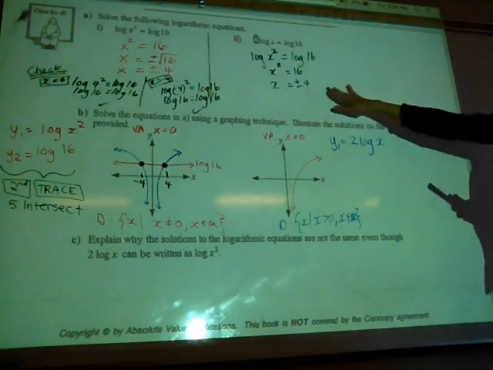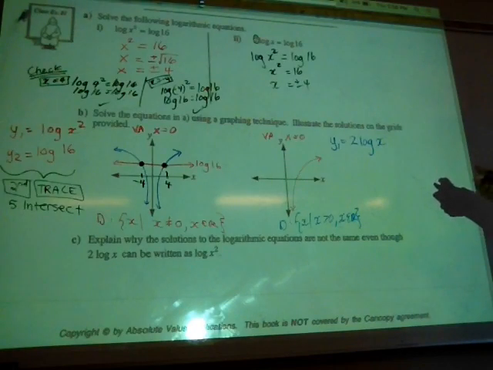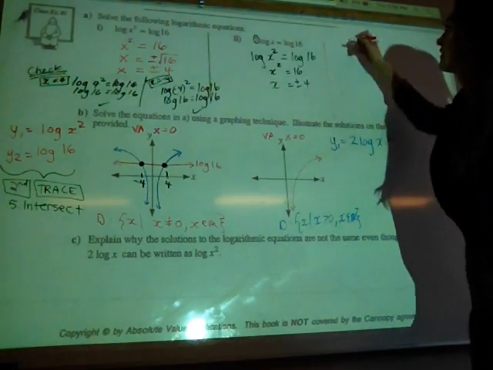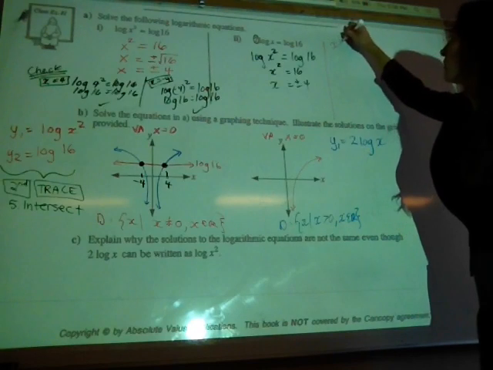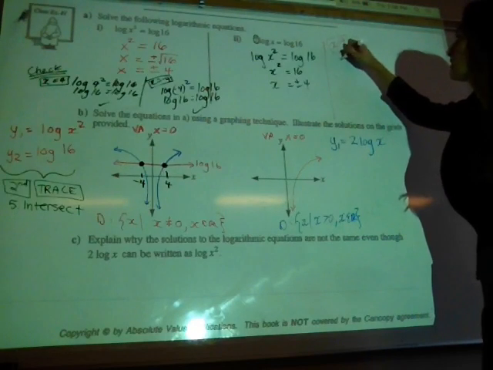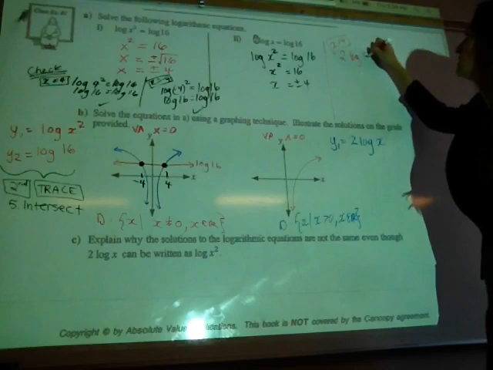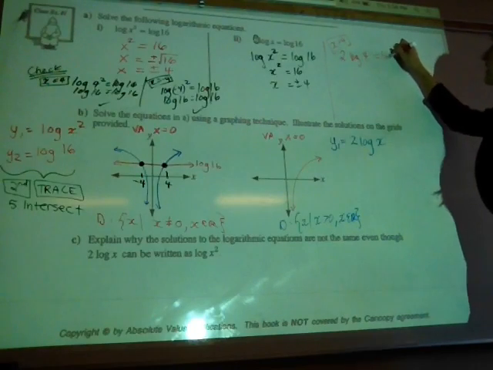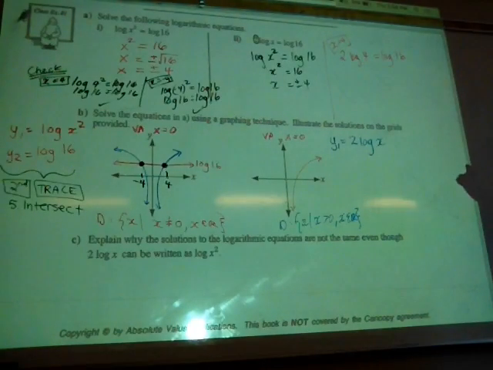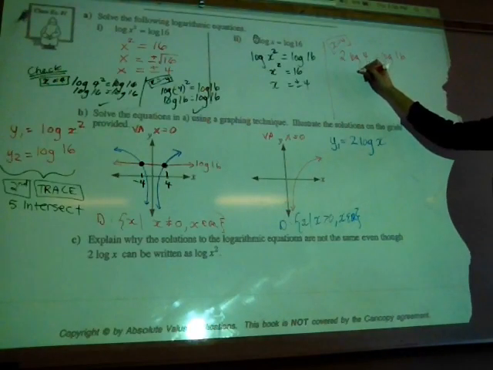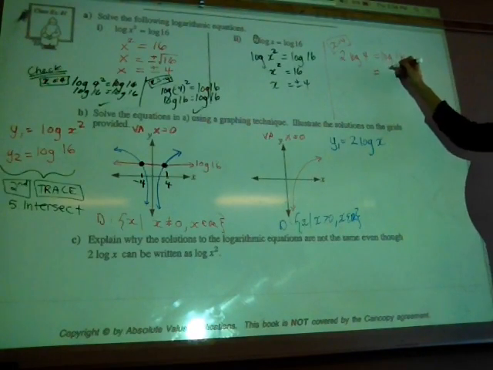Okay, so we get x equals positive negative 4 again. Now we just have to check. So if we checked x equals 4, we would get 2 times log 4, and just calculate, does that equal the same thing as log 16? What's the value of log 16?